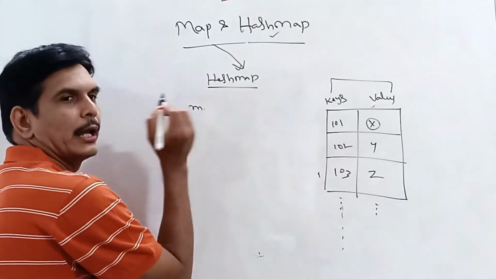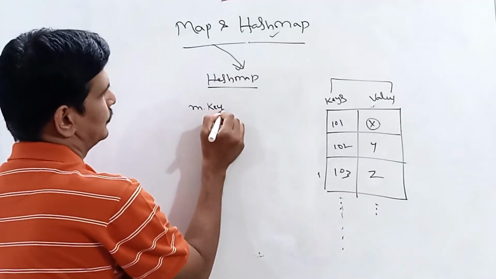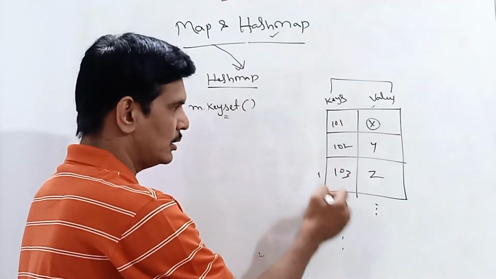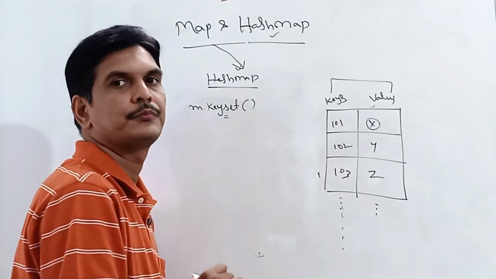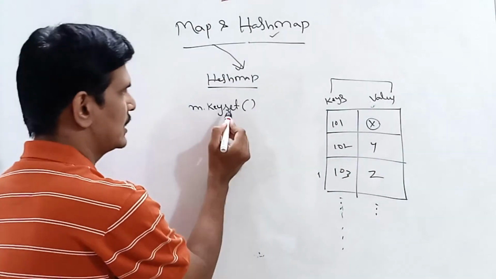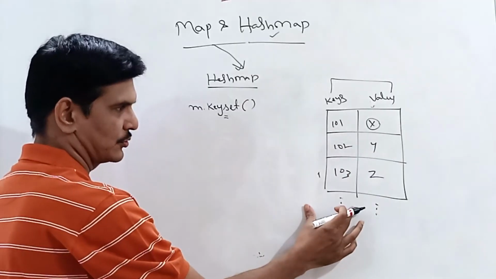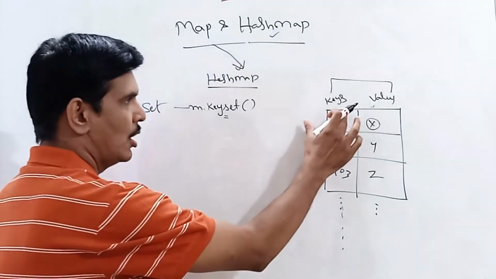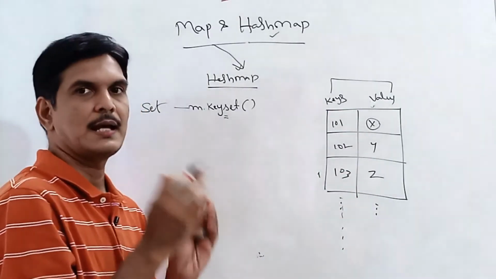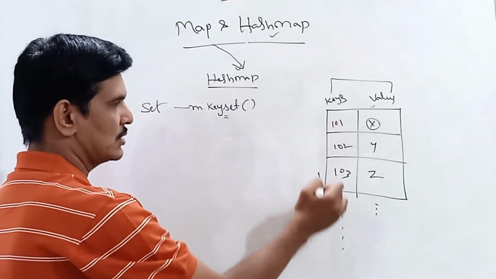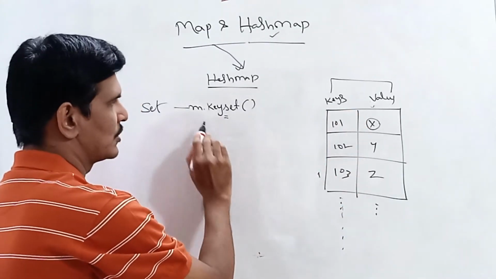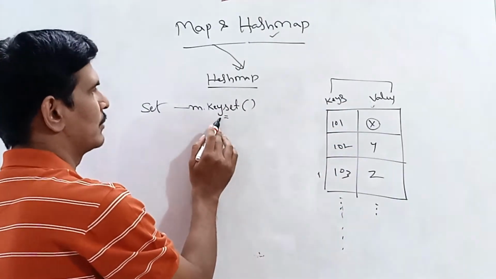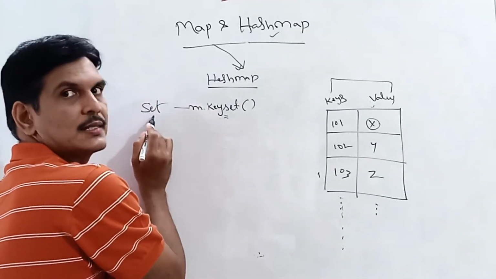Then we have one more method called m.keySet. What does keySet mean? It will return all the keys from the map, like 101, 102, 103. Basically it says set. Set means a combination of all the values, so it will return a set object, because all the keys are combined and returned as a set. So whatever keys we have in the map, the whole list of keys will be returned by the keySet method, and that will be a set object.